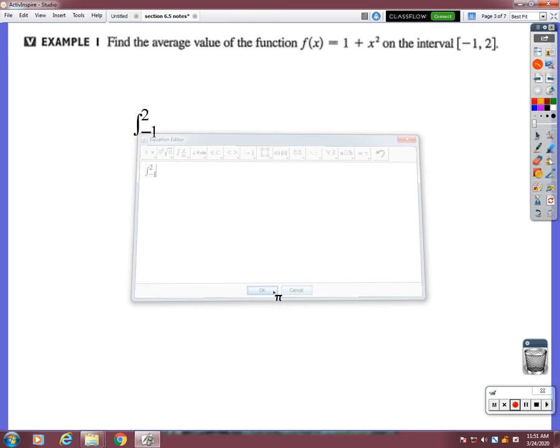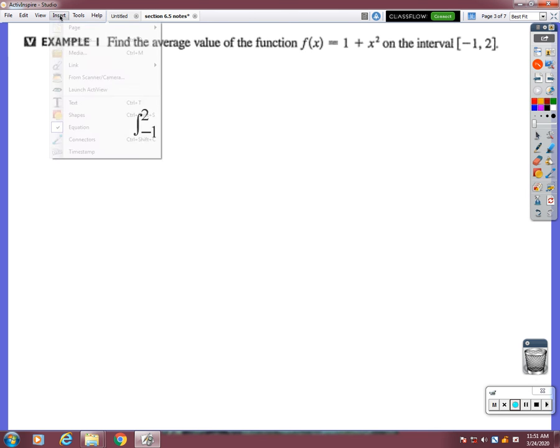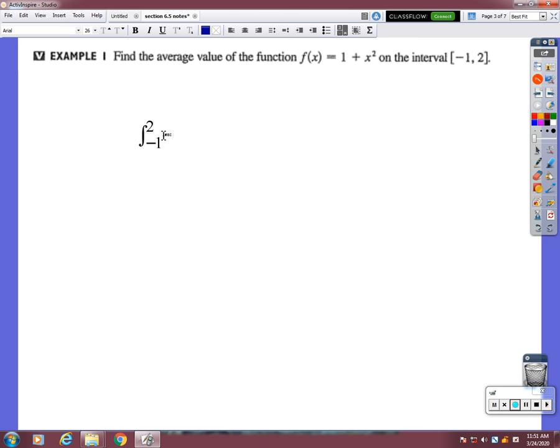So that's that, and then the function that we're taking the integral of is 1 plus x squared dx. Okay, so that's a really easy antiderivative to do. The antiderivative of 1 is x, plus the antiderivative of x squared is 1/3 x cubed, and we're going to evaluate this from -1 to 2.